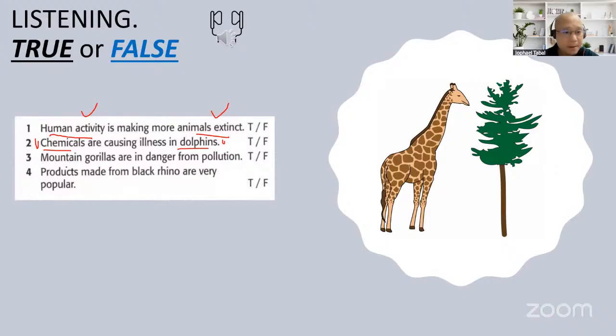Mountain gorillas are in danger from pollution. All right. Products made from black rhino are very popular. So very popular is the keyword that you have to underline here, okay? So let's listen to this again and choose the answer true or false, right?